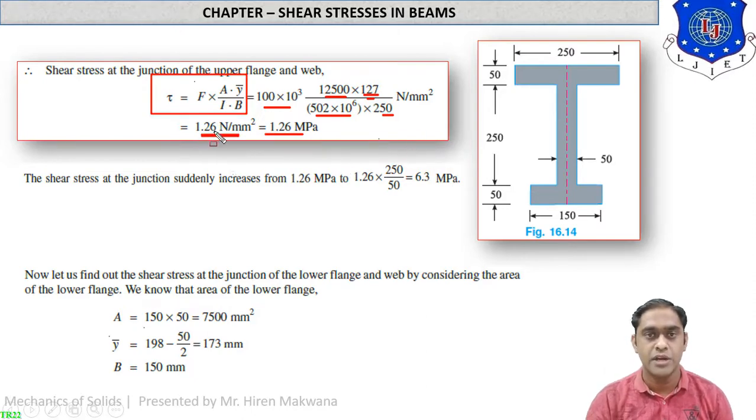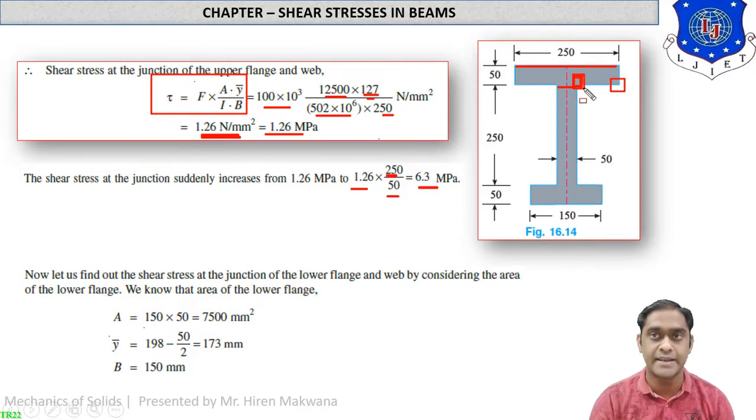Okay. Now if you find the shear stress at this inner corner, then the width will be 50 only. So again repeating the ratio, when the width is 250, the shear stress is 1.26. Then if the width becomes 50 only, how much is the shear stress? So it is 1.26 into 250 by 50, which will give you the answer of 6.3 megapascal, which will be the shear stress at the inner corner. So at the outer corner the value is less, at the inner corner the value is high.